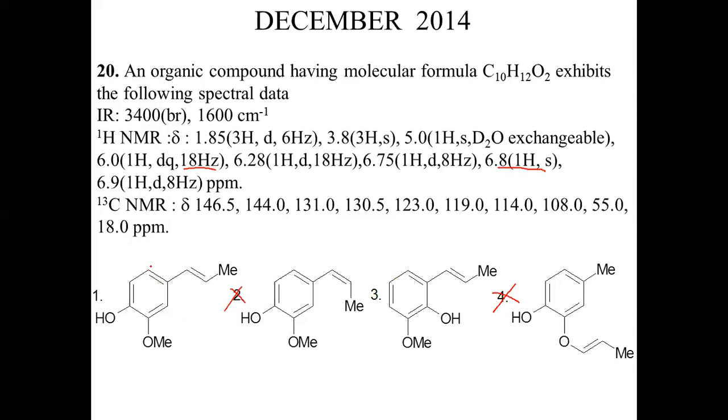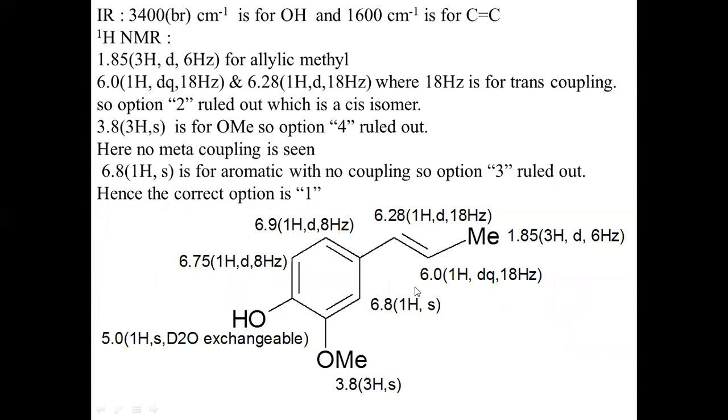Now when I come here, this one will have ortho coupling, fine. And this one will have ortho coupling, so it will be doublet. You have a doublet here and you have a doublet here. And when you come here, here you will have a singlet. So you can rule out option 3 and your correct option is option 1, if you see the data that's given here. Okay.